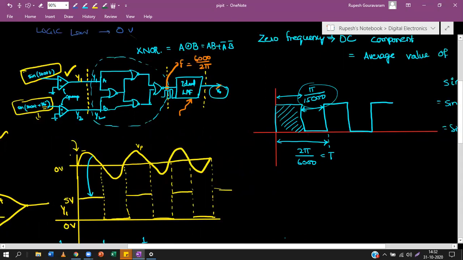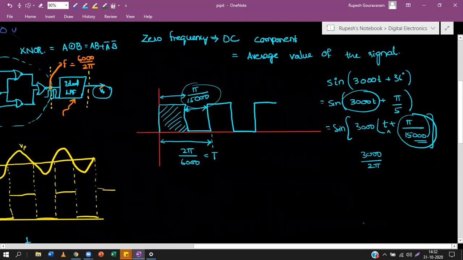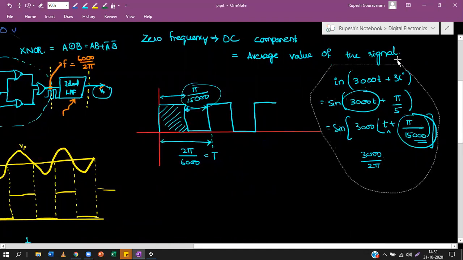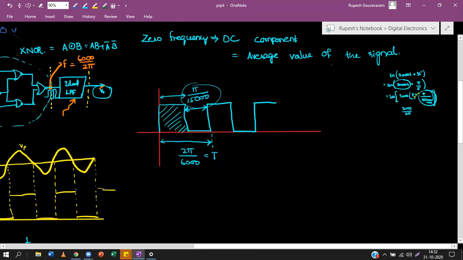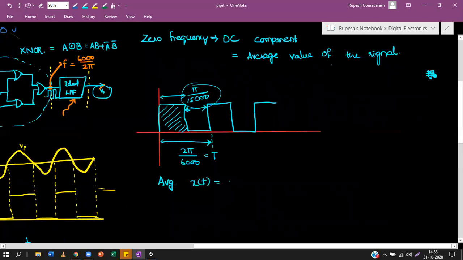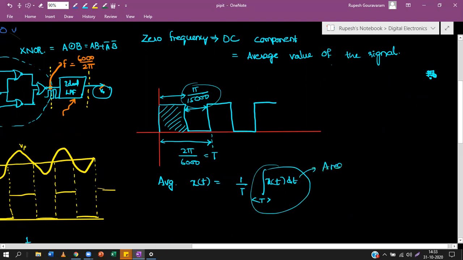So the zero frequency component is nothing but the average value of the signal. Let me remove this. So average value of the signal is nothing but, if you write the formula, this is an important formula for you. Average value of some signal x of t is 1 by time period, integration across the time period, x of t dt. So this is the same as what? So this particular term is the same as the area of that particular graph.